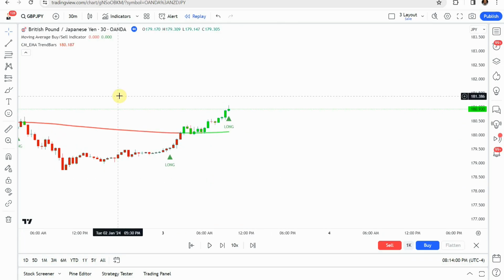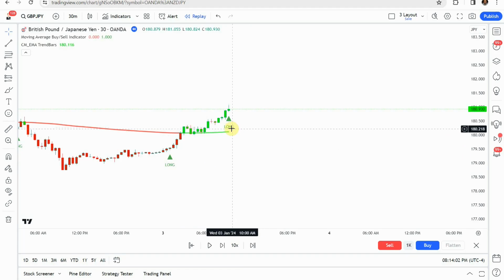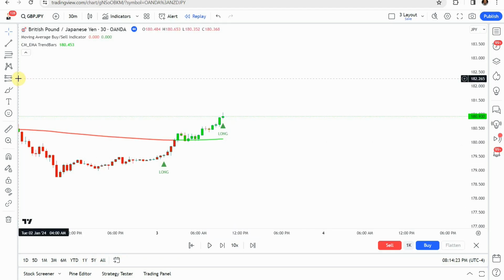And so what we're looking for a long trade is we're looking for a long signal from the moving average buy sell indicator. And then what we're going to do is we are going to look for the CMEMA line here, and we want to be above that line, which means that our bar coloration will be colored green. And so once those line up, that's going to be your signal to enter into a long trade.